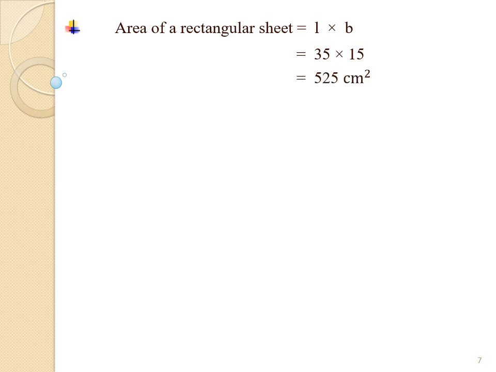Now let us find out the area. Area of a rectangle equals to length into breadth, which is equals to 35 into 15. Now multiplying 15 by 35, we get 525. Thus, the area of a rectangular sheet is 525 square centimeters.